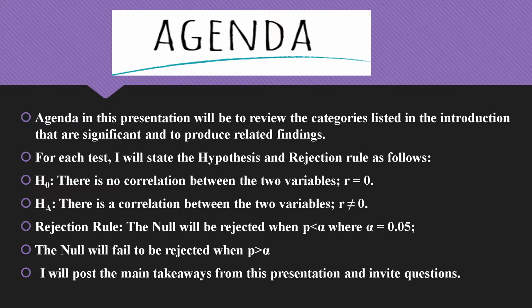The null hypothesis means that there's no correlation between the 2 variables and R equals 0. The alternative hypothesis is that there is a correlation between the 2 variables. R does not equal 0. The rejection rule is that the null will be rejected when P is less than alpha, where alpha is 0.05. The null will fail to be rejected, in some cases it's noted as being accepted, when P is greater than alpha. I'll post the main takeaways from the presentation at the end and invite questions.